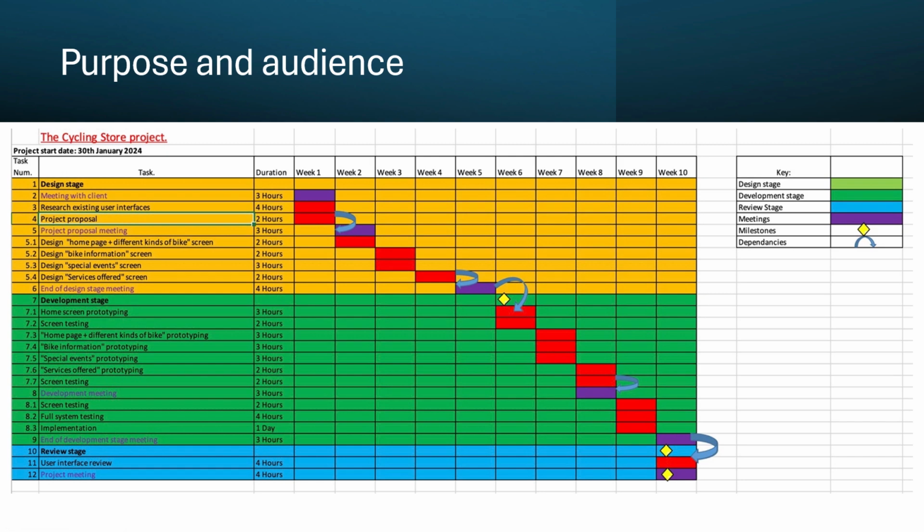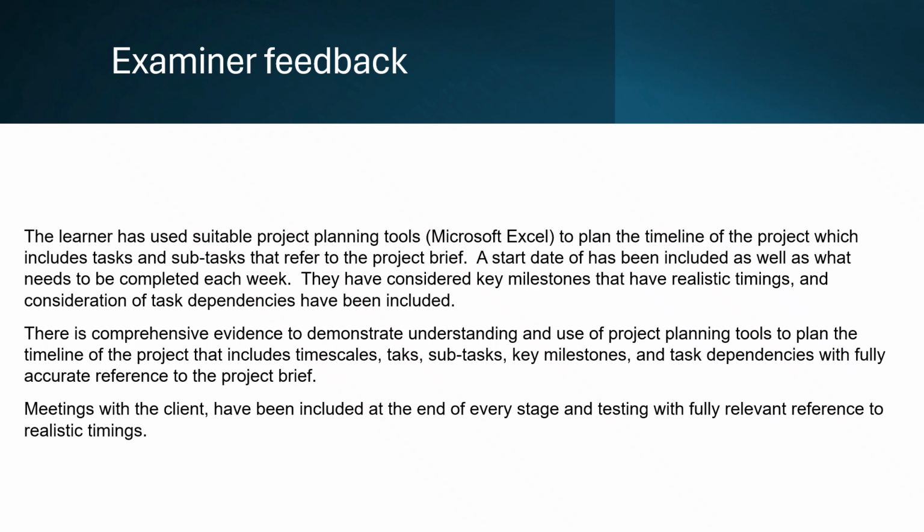Now if we look at the examiner notes, the learner has used suitable project planning tools. So they've used Microsoft Excel to plan the timeline of the project. It includes the task and the subtasks that refer to the project brief. They've added a start date as well as what needs to be completed in each week. They've added their milestones. They've used realistic timings. There's lots of evidence to demonstrate understanding of project planning. So to summarize, the timescales, the task, the subtasks, and there's also meeting with the client as well. So they've done all of those things within them.